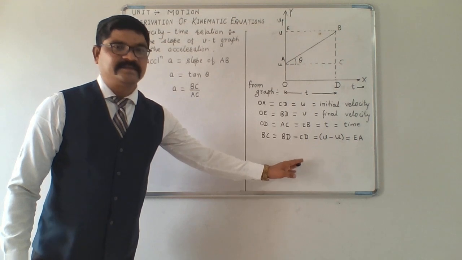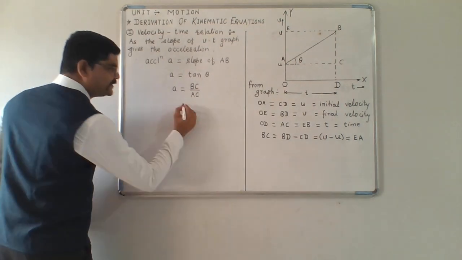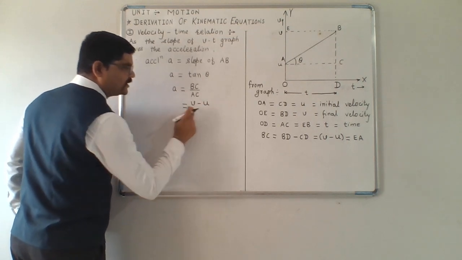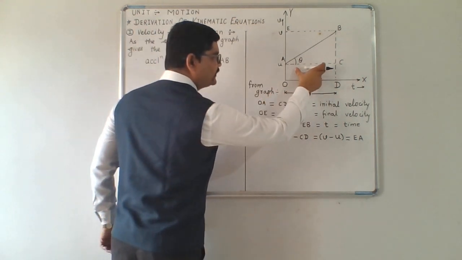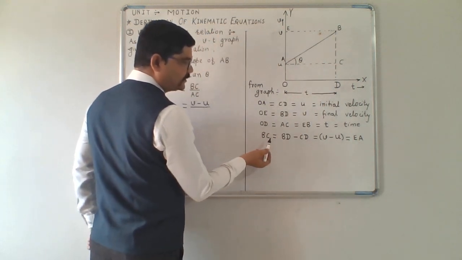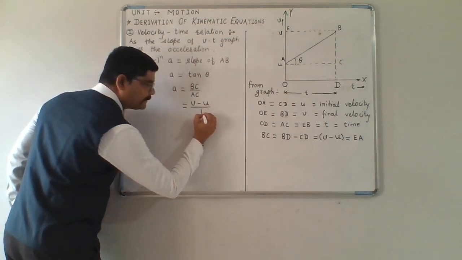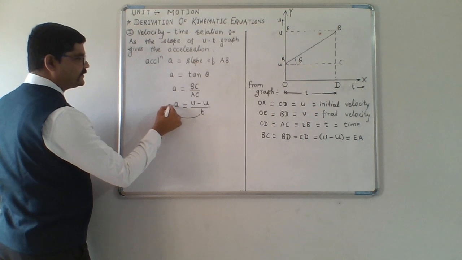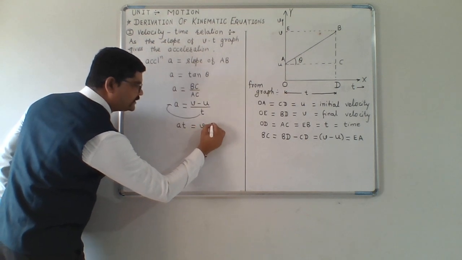But we had written some values for BC. We can write V minus U here, final velocity minus initial velocity. And for AC, what can we write? We can write AC is equal to OD, that is T. AC is equal to OD is equal to T. So this T will go in multiplication, so we will get A into T is equal to V minus U.